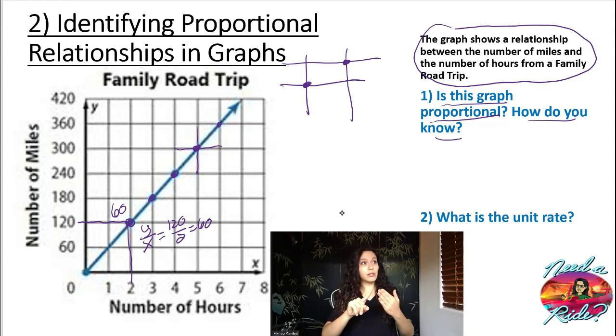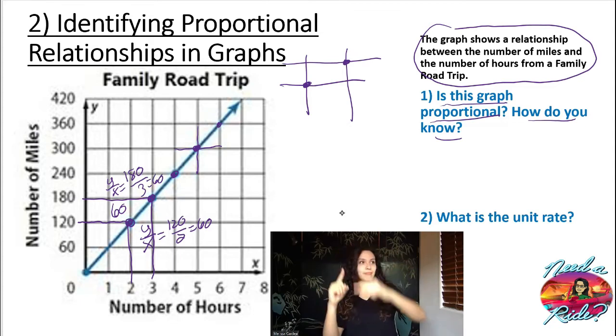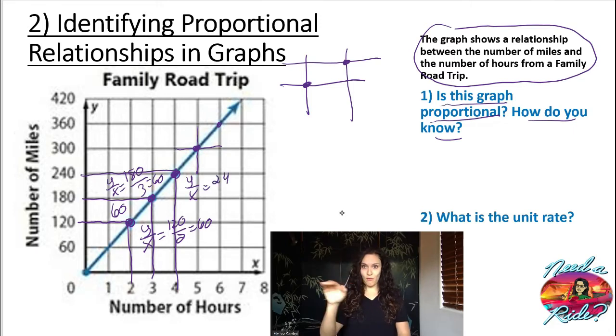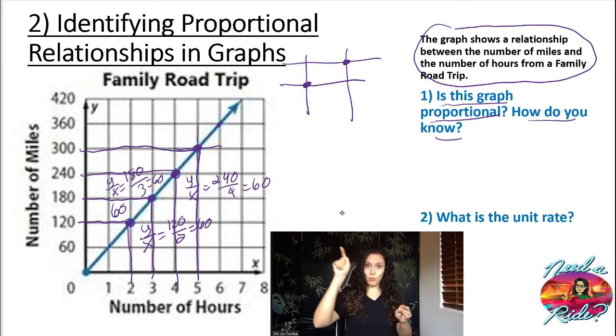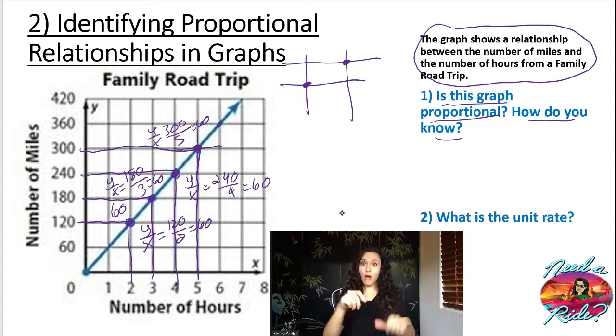That's 60. Let's check this one. Okay, that is 180 because it's y over x. 180 over 3 equals 60. Let's try this one. 240 over 4, so y over x equals 240 over 4. That also equals 60. And I keep going, and you can tell the pattern here is my unit rate. That's my constant of proportionality. So 360 over 6 equals 60.